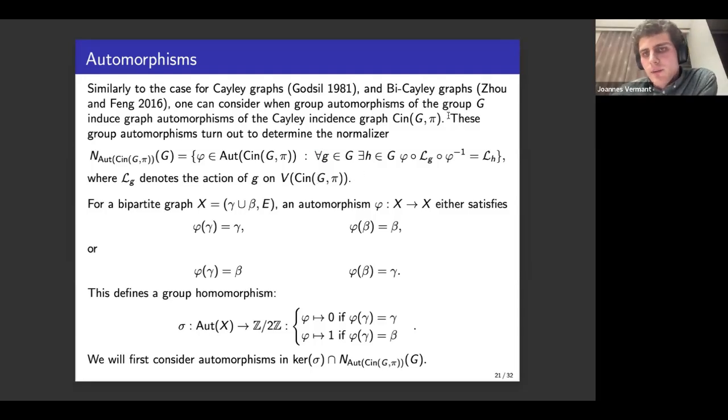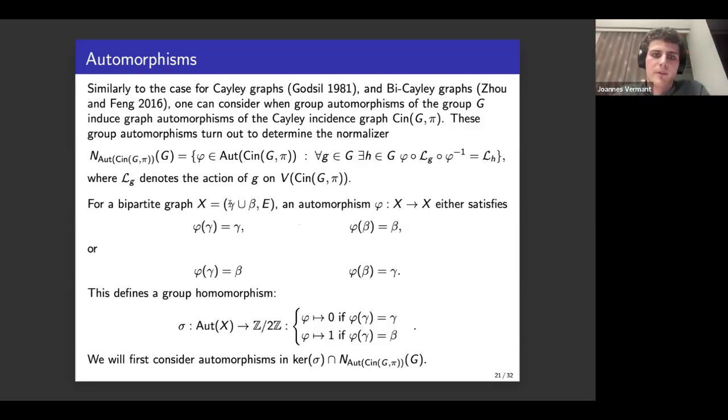And yeah, so we will show that when we have these group automorphisms, they give rise to these graph automorphisms which normalize G. And to use this, we first consider the graph automorphisms which preserve the partition. And this is something that's general for bipartite graphs. Whenever you have an automorphism of a bipartite graph, either it switches the two parts.